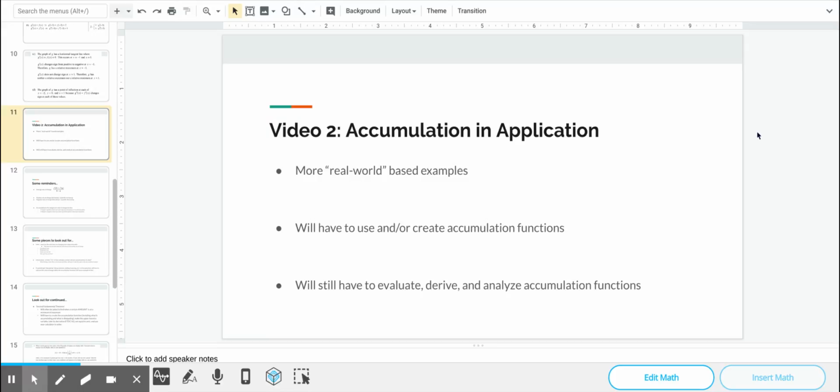We're still going to have to evaluate derivatives, evaluate accumulation functions. We're going to have to derive accumulation functions, and then we're going to have to still talk about, what do they mean? What do they give us? And what type of information can we pull through them? So let's take a look.